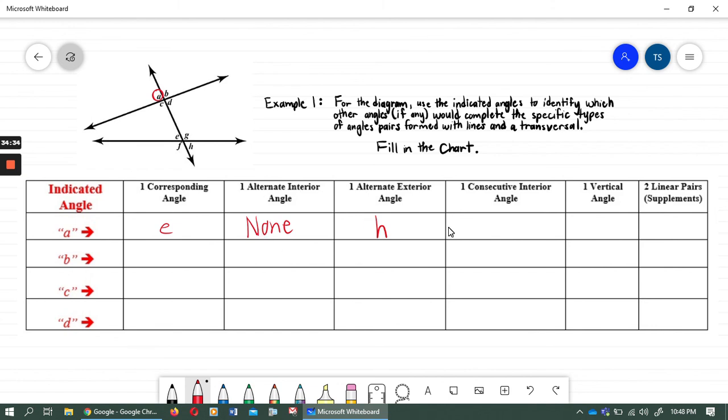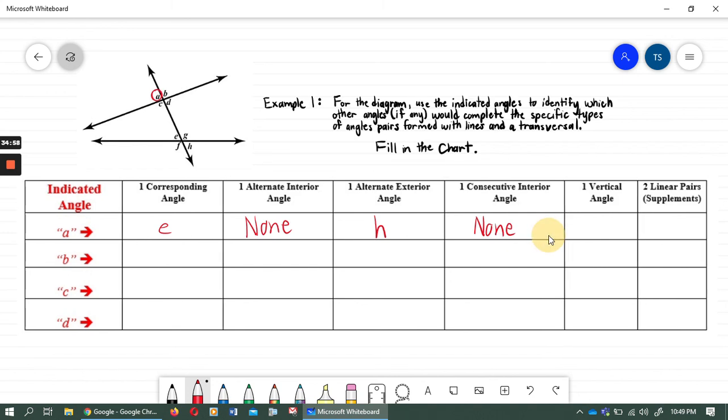Which other angle would come together with angle A to form a pair of consecutive interior angles? Again, because angle A is an exterior angle, you can't call angle A an interior angle. So that's none.